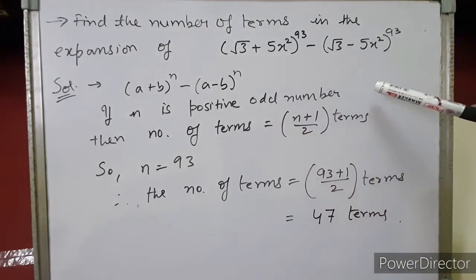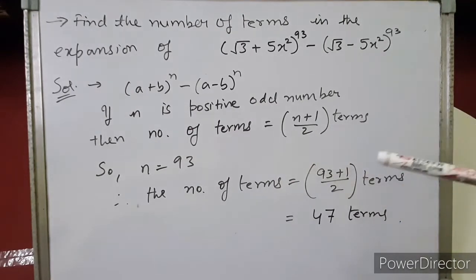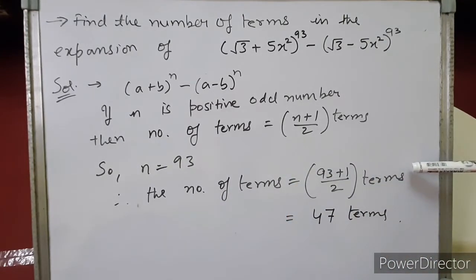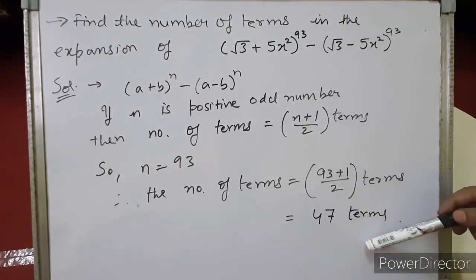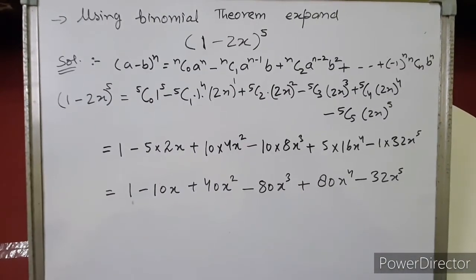Then we have studied that if n is a positive odd number, then the number of terms will be (n + 1)/2 terms, right? Now here the value of n is 93, so the number of terms will be (93 + 1)/2, which is 47 terms. Alright, please note it. Let's see another sum, children.